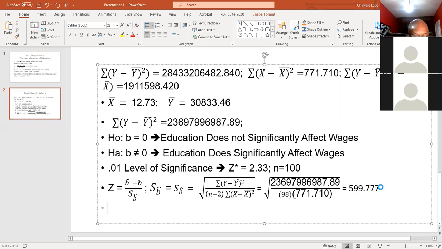Please, no sidebars. Okay. Now, z is b hat minus b. Well, the hypothesis for b is 0. So it will be b hat minus 0. And b hat is what?